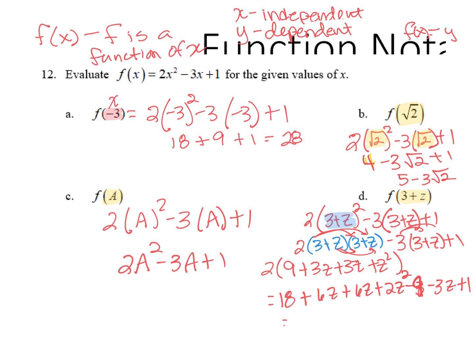So I've got z squared, so I'm going to do 2z squared. Then I can see that I've got a 6z plus 6z minus 3z. So 6 plus 6 is 12, 12 minus 3 is 9. So this is going to be plus 9z. And then I'm going to have 18 minus 9 plus 1. 18 minus 9 is 9, plus 1 is 10. So that last term would be plus 10.